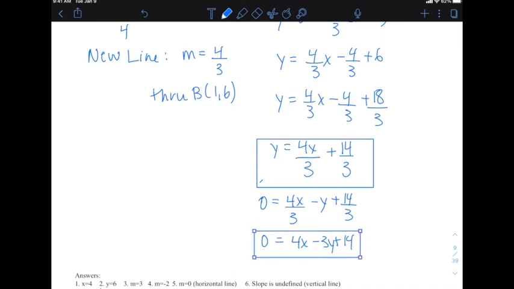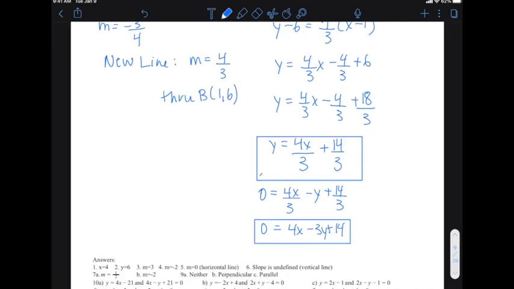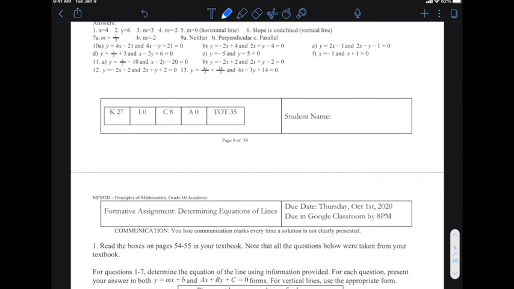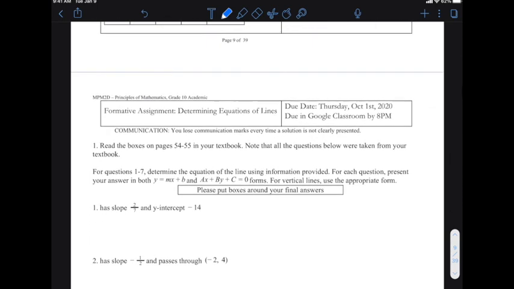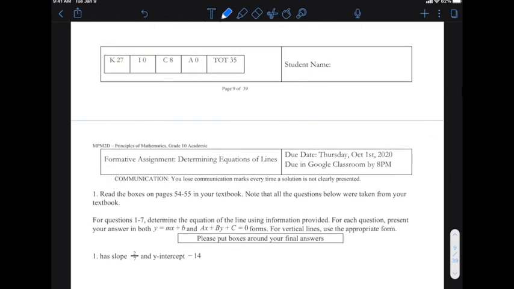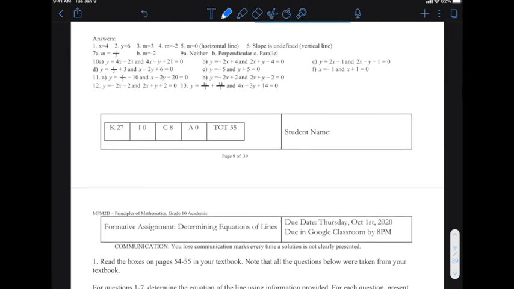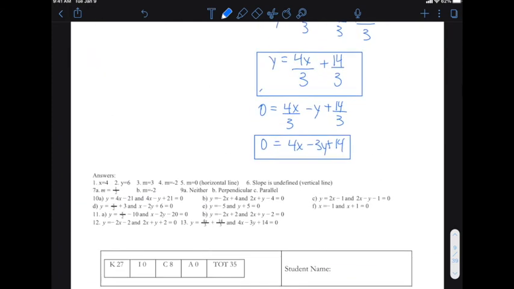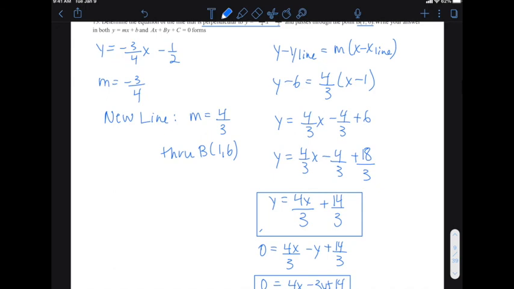Alrighty. Okay guys, that's it. So the idea now is that you are going to complete this formative assignment on determining equations and hand it into Google Classroom whenever I have announced the deadline in class. Okay, good luck guys, and as usual, see me if you have any questions.